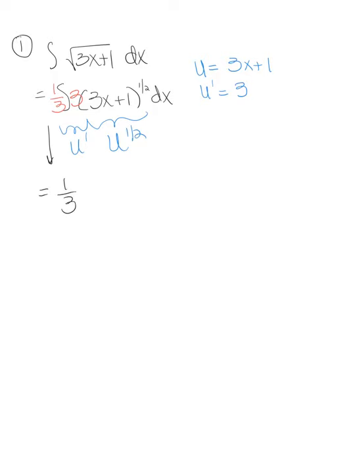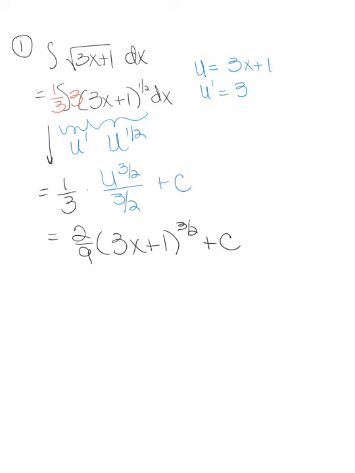However, anything on the outside of this equation is going to carry down. And then look at what it is I'm integrating. That's usually why I write it underneath. I'm integrating u to the 1/2 times u prime. When I integrate that, I get u to the 3/2 over 3/2, all plus c. Then I'm going to flip that bottom one, multiply, and put back in my u. I believe that's going to give me 2/9 times 3x plus 1 raised to the 3/2 power, all plus c.